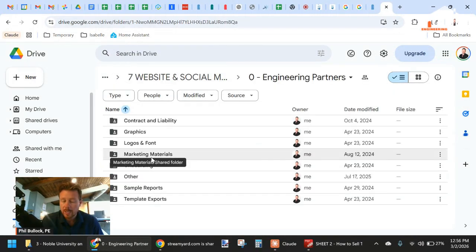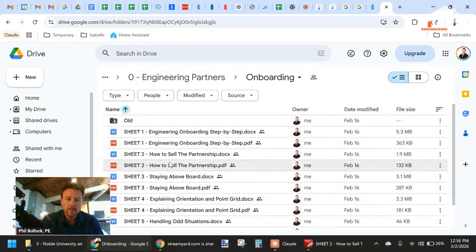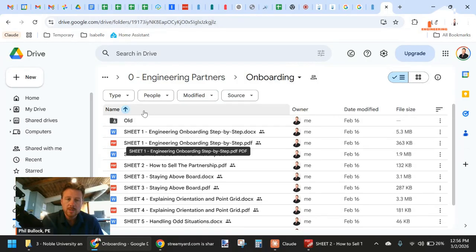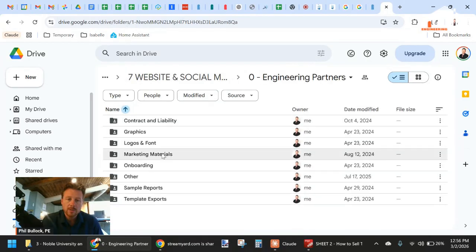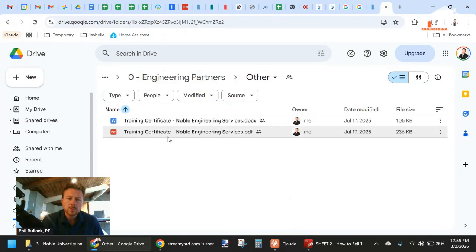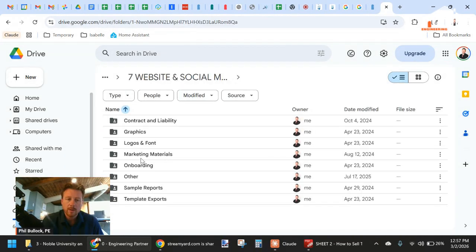We're going to go over, keep staying above board here in a little bit, and how you would put our logo on your site. These are the sheets that I'm going over right now, which are our onboarding sheets that teach you how to onboard and to sell and to market. And then, if you need a training certificate that says you got through our class, you can grab one of those.